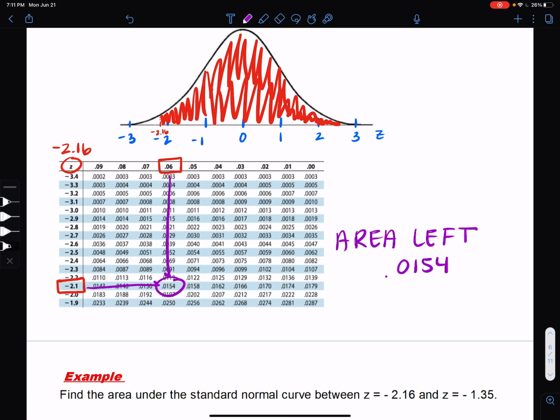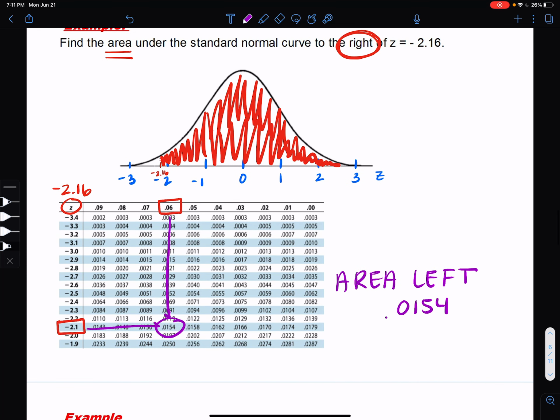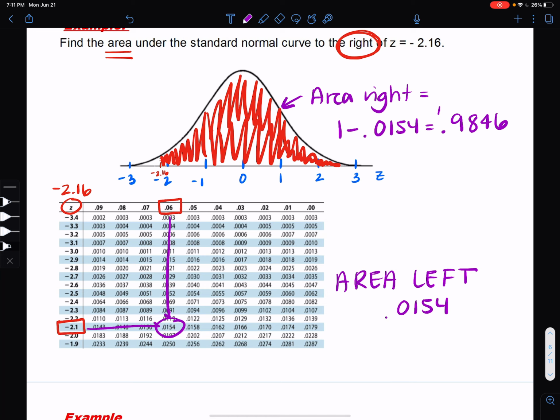0.0154. Now, if that's what I was asked to find, that would be my answer, but that's not what I was asked to find here. I was asked to look for the area to the right. So what I'm going to have to do to flip that area is subtract it from 1, and then I'll have the area to the right, which makes much more sense. It should be a larger area here of 0.9846. Okay, so to the right, greater than, the only difference is you have to subtract from 1.